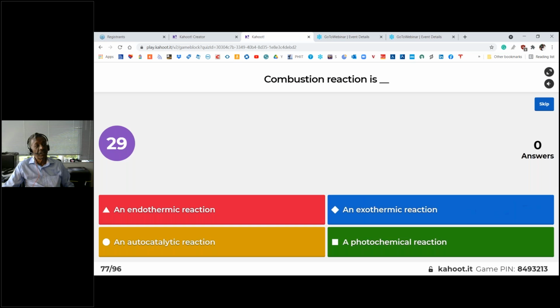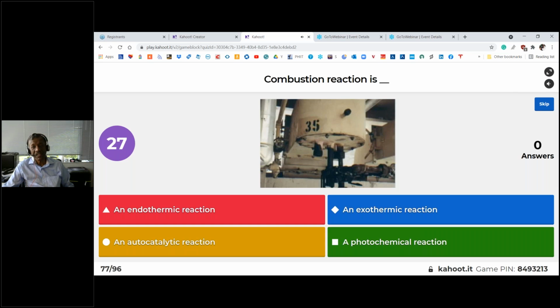So again, a quick question for you. What type of reaction is a combustion reaction? Is it an endothermic reaction? Is it an exothermic reaction? Is it autocatalytic or photochemical?